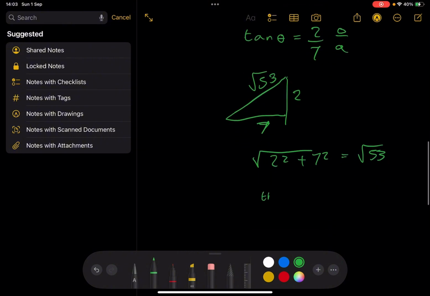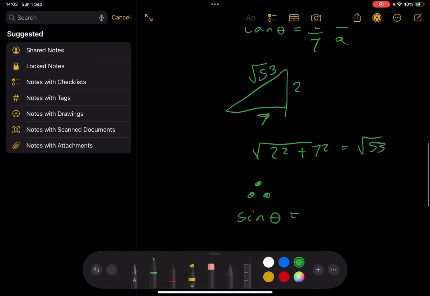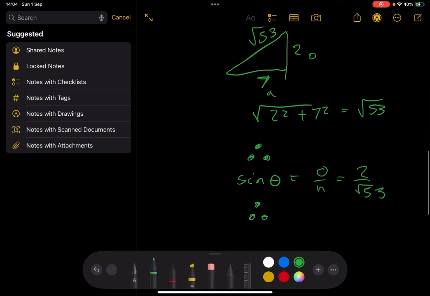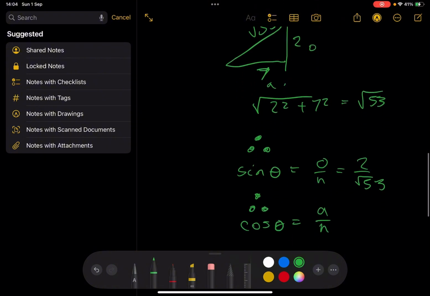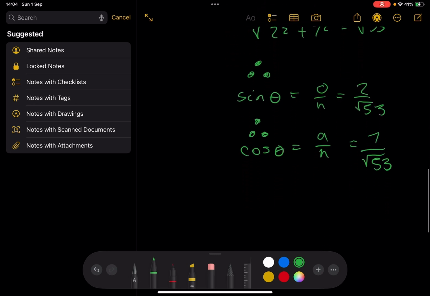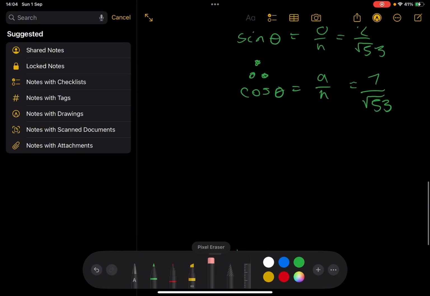Therefore, sine theta would be equal to, remember, opposite over hypotenuse, 2 over root 53. Therefore, cos theta is equal to adjacent over hypotenuse, which here is 7 over root 53. Now that we have that, we can go note that down and work out the acceleration.